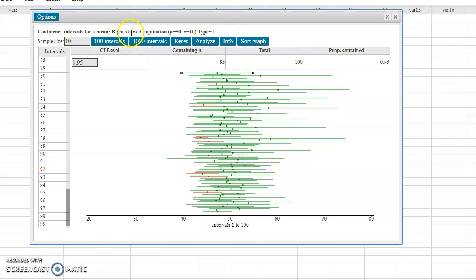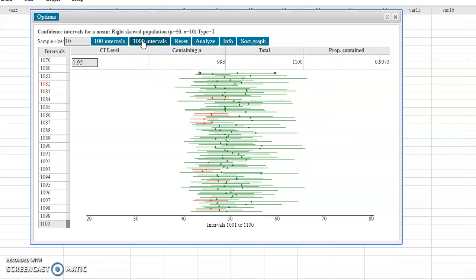So here's what we have. We have a right skewed population, with a mean of 50 and standard deviation of 10. We simulated 100 confidence intervals, and our confidence level is 95%, so we would expect 95 out of 100 to be green, and we got 93 out of 100. That's not too far off. Let's look at 1,000 intervals.